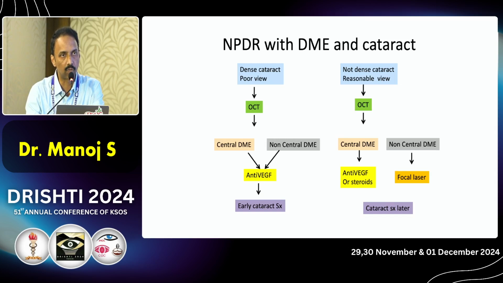Now, if the cataract is not very dense and you have some reasonable view, and if on the OCT you see a non-central edema, most likely you may get away by doing a focal laser, and then you can plan the cataract surgery subsequently.